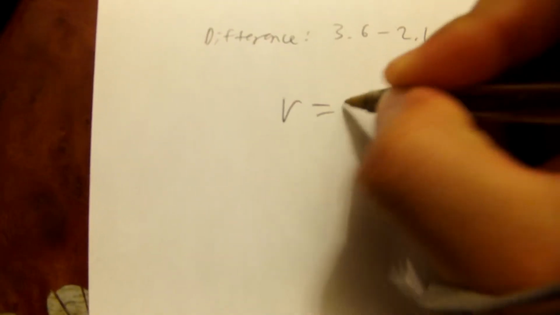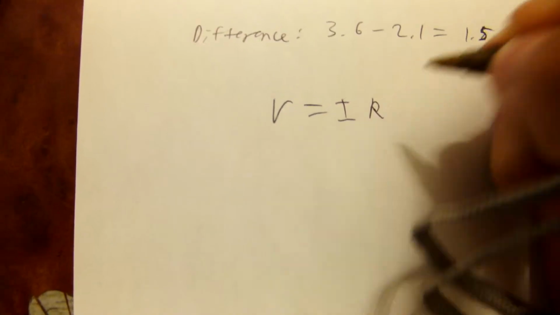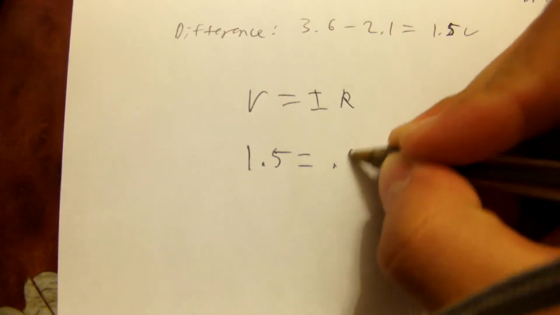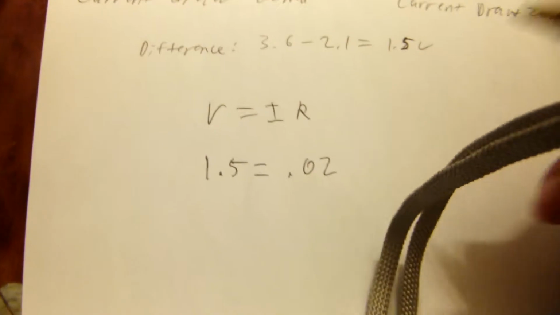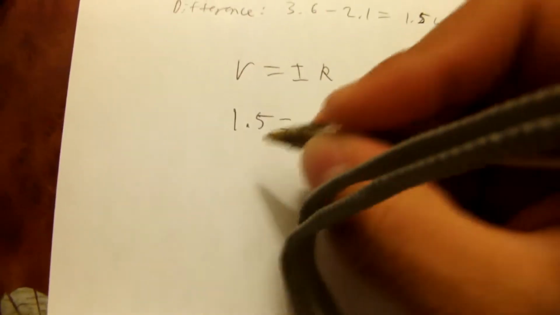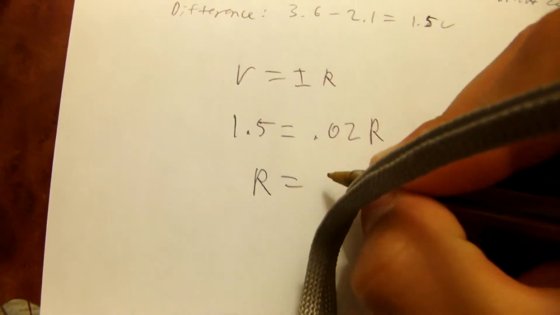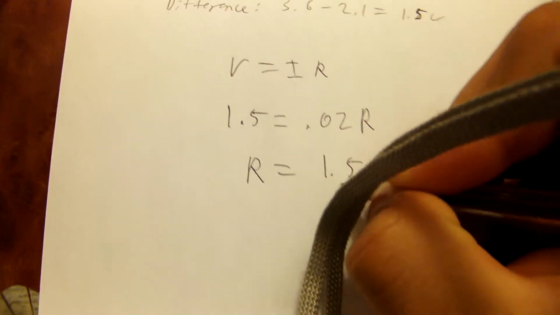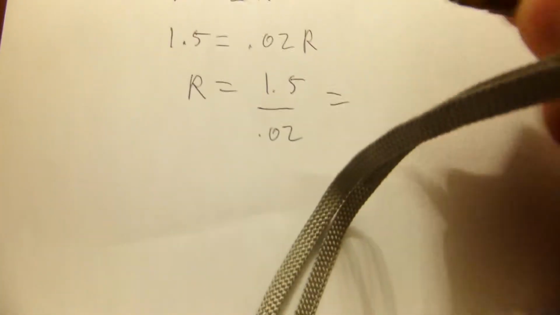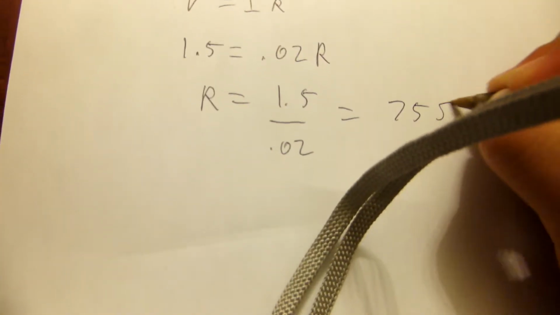So I'm going to use Ohm's law, which is V, voltage, equals I, current, times R, resistance. The voltage we have is 1.5 volts, so this is the voltage we want to resist. The current is 0.02 amps. We need to convert 20 milliamps to amps for this equation to work. And we're going to multiply that by resistance. Now we need to solve for resistance. So resistance is going to go 1.5 divided by 0.02, and that equals 75 ohms.